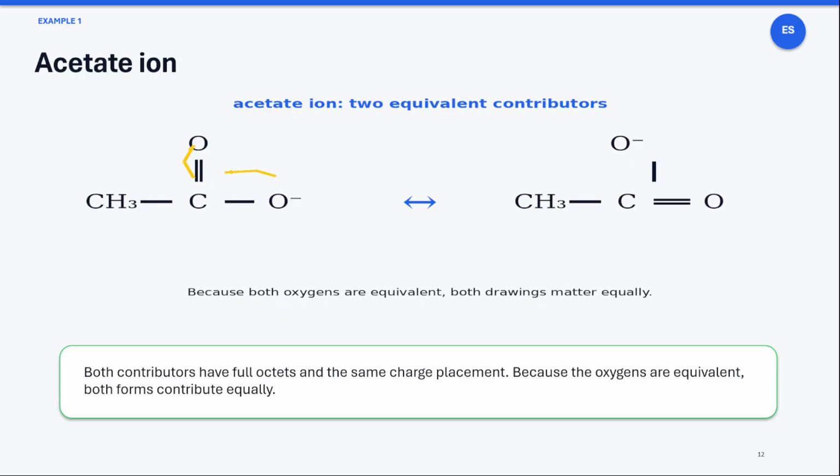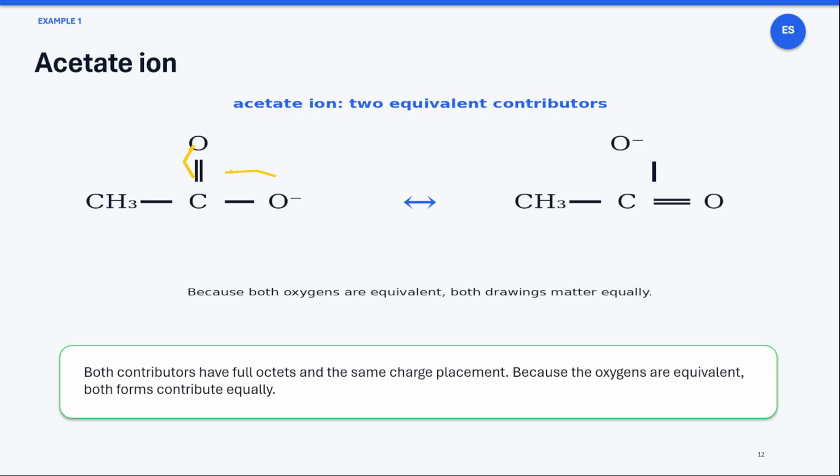Slide 12. Let's look at acetate. In acetate, the negative charge can be shared between two oxygen atoms. On one structure, one oxygen has the negative charge, and the other oxygen has the double bond to carbon. The lone pair on the negative oxygen can move in to form a pi bond. Then the existing carbon-oxygen pi bond moves on to the other oxygen. Now the double bond is on the other side, and the negative charge is on the other oxygen.